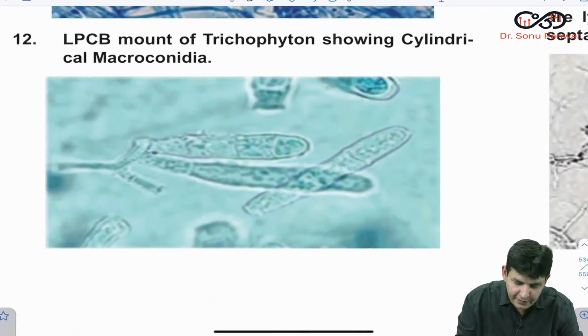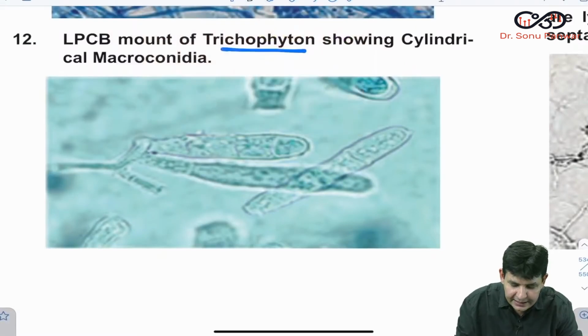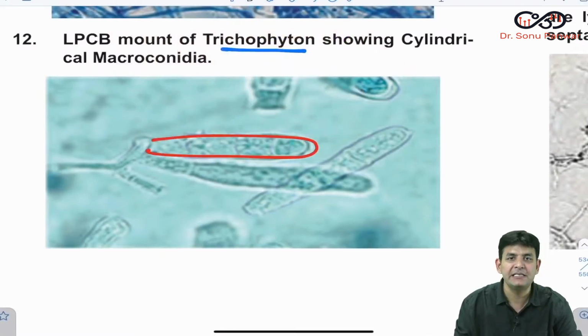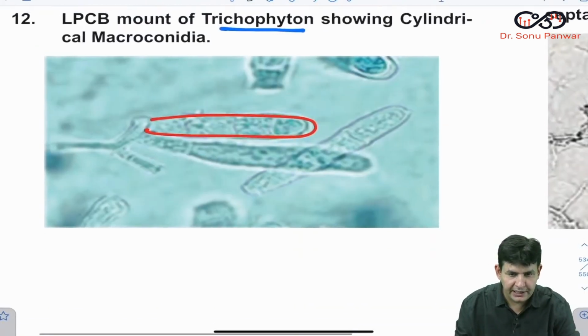What does the macroconidia of trichophyton look like? The macroconidia of trichophyton look cylindrical or pencil shaped. So in this particular one, what can they give you?